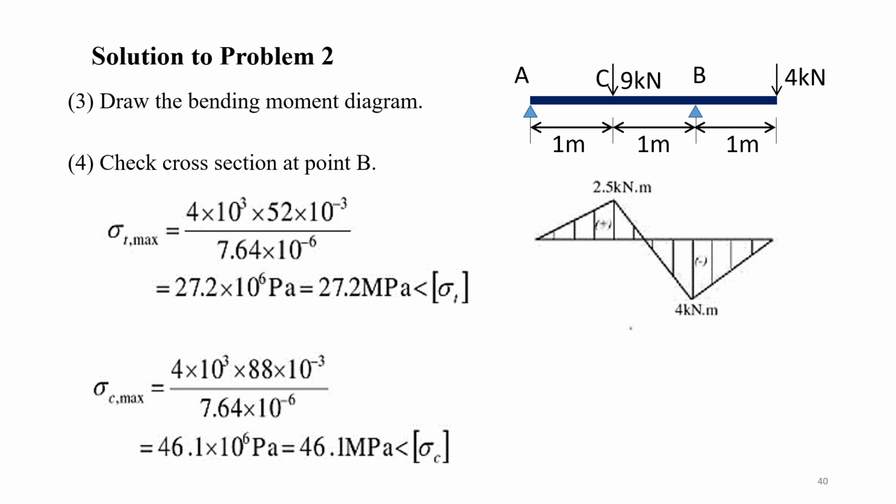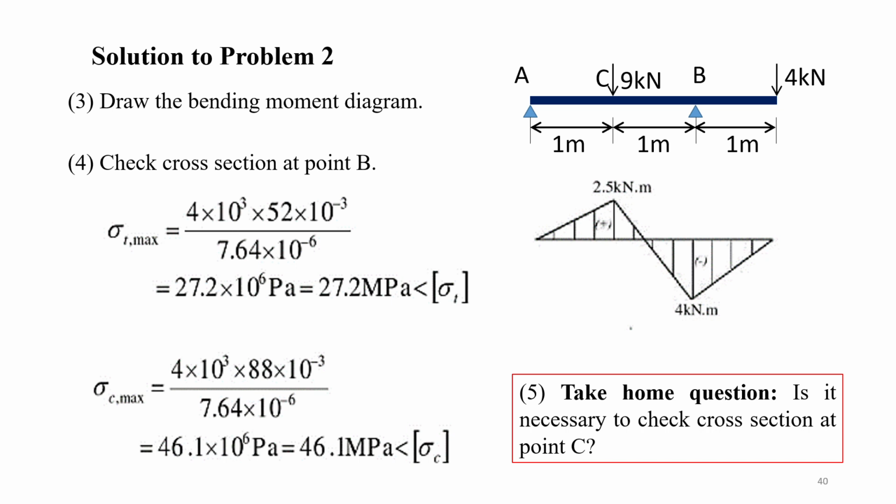So how about point C? This is similar, but I'll make this a take-home question. Please check if it is necessary to check the cross-section at point C.